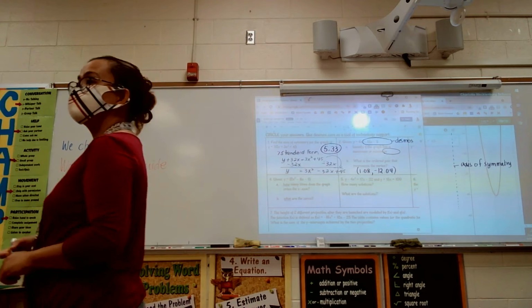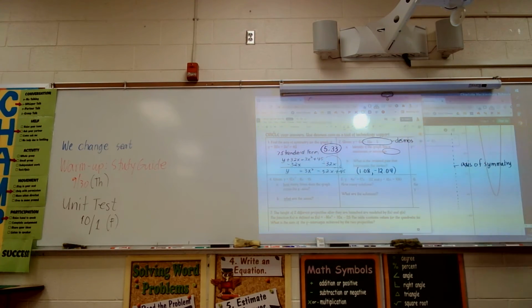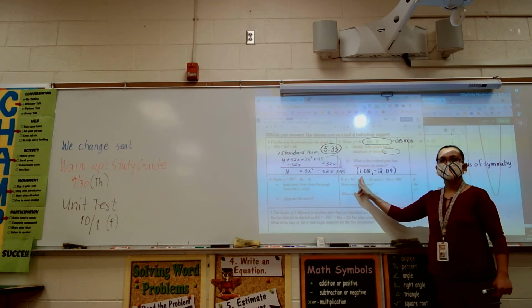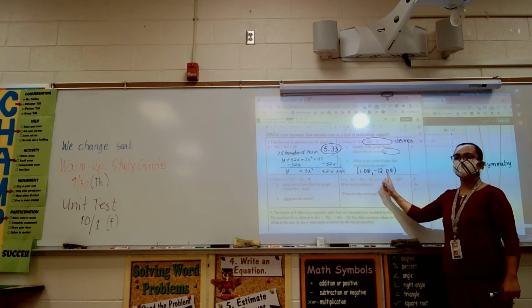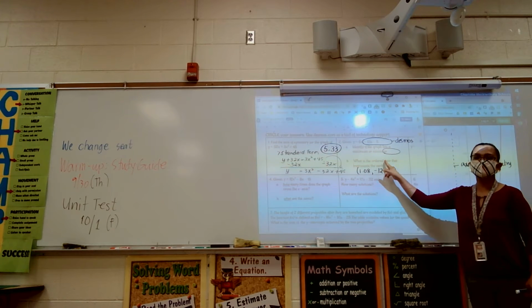In a graph. No. Fatima? Where? The axis of symmetry, the vertex is not the same thing. Axis of symmetry is the x. The vertex is the other y. This is the vertex. This is axis of symmetry. This is the y value.